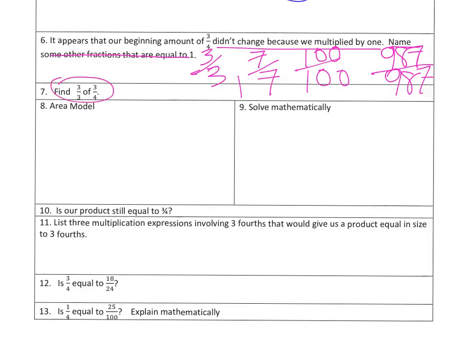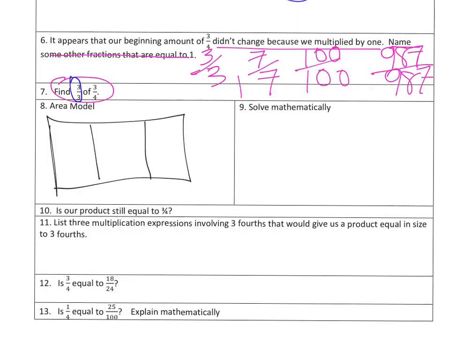So let's look at 3/3 of 3/4. So keep in mind 3/3 equal to 1. So we know our answer is still going to be 3/4. It's just going to be a different flavor of 3/4. Let's check it out. Here's our area model. Alright, I'm going to divide it into thirds. And I'm shading all 3/3 because it says 3/3.